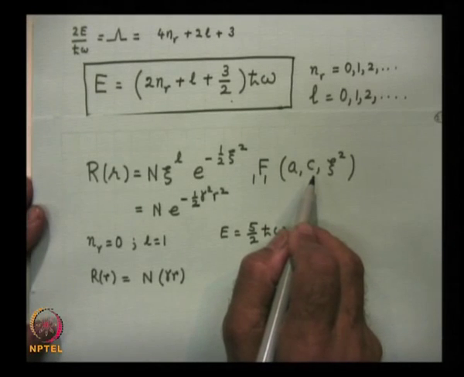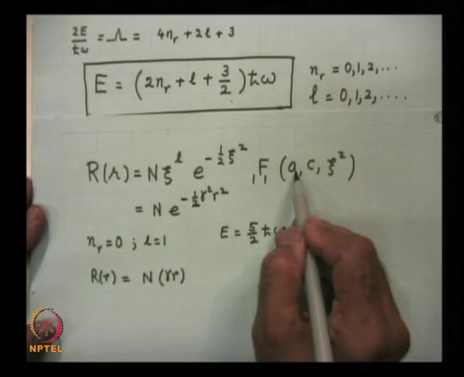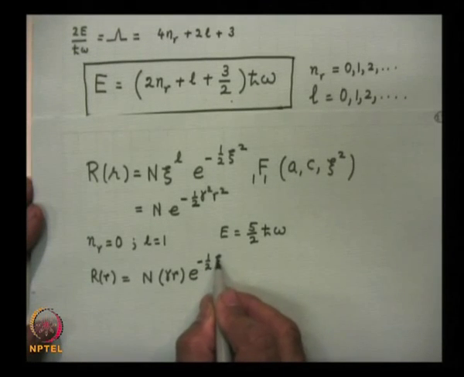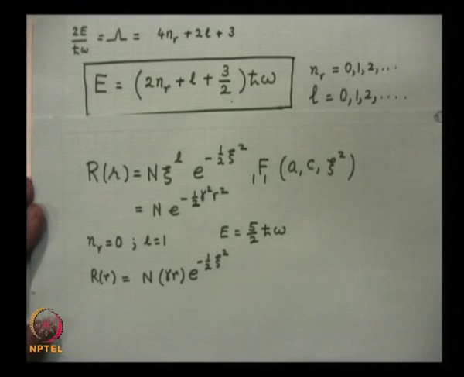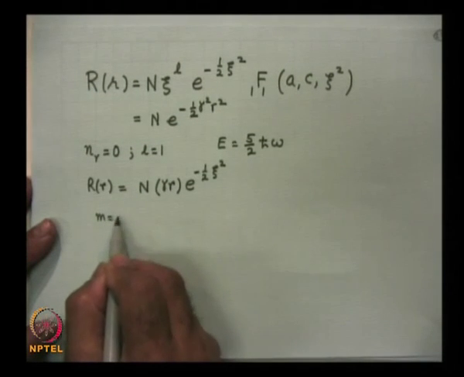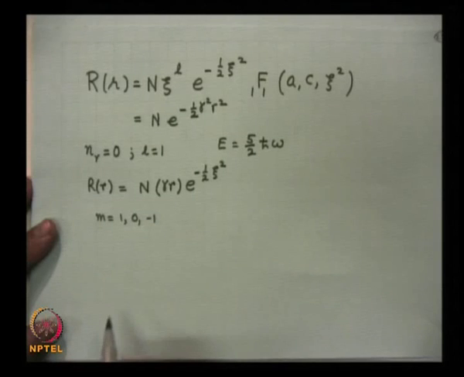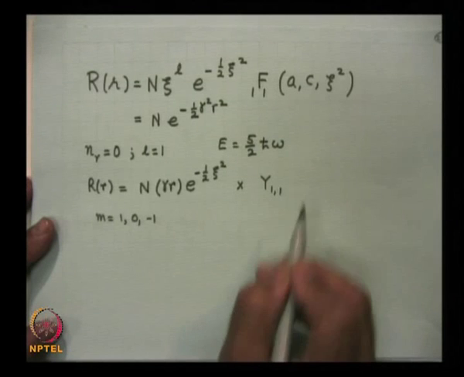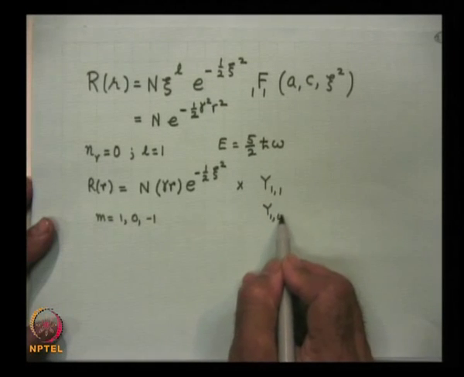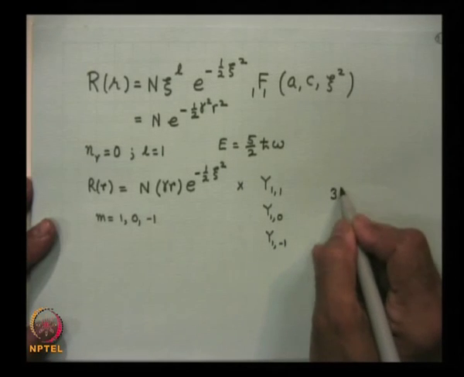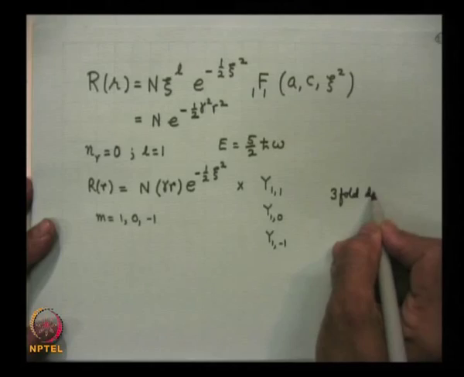and n r is 0. So, a is 0. So, this is 1. So, e to the power of minus half xi square, but since L is 1, m can take values 1, 0, minus 1. So, you will have this multiplied by Y 1 1, Y 1 0 and Y 1 comma minus 1. So, this will be, as we had obtained earlier, a threefold degenerate state.